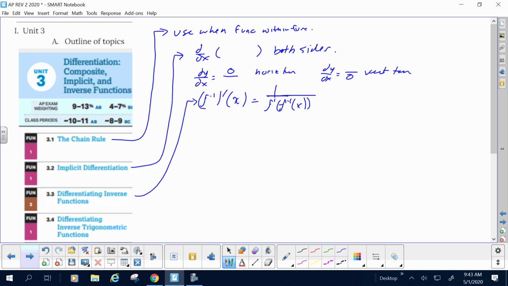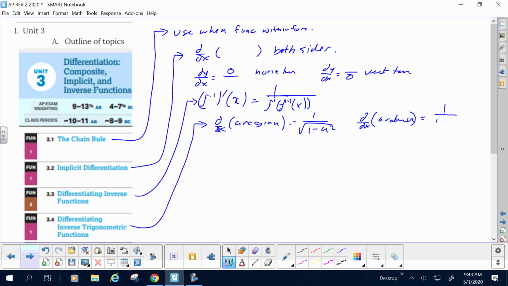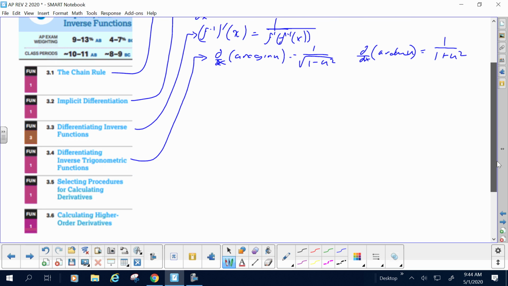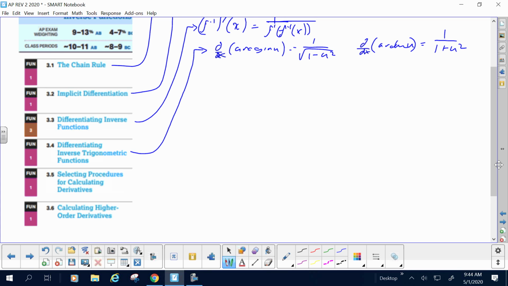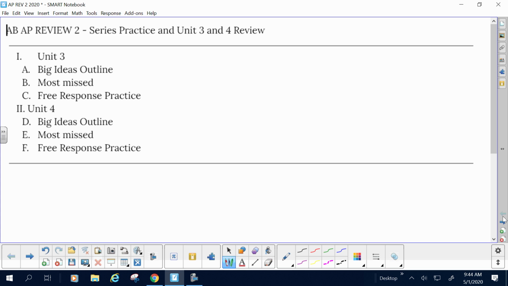Differentiating inverse trig functions. We learned that from the very basics of doing implicit differentiation on inverses. But we will definitely want to know that the derivative of arcsine u is 1 over the square root of 1 minus u squared, and the derivative of arctangent u is 1 over 1 plus u squared. And then what else we got? Choosing what to take a derivative of and how to take second, third, and so on derivatives. All right, so let's go here.